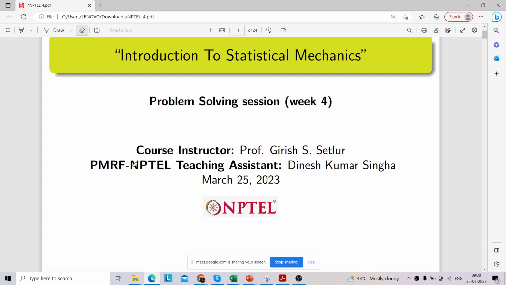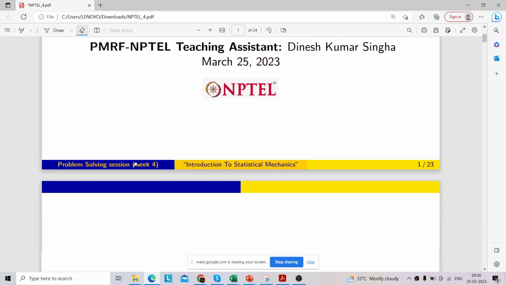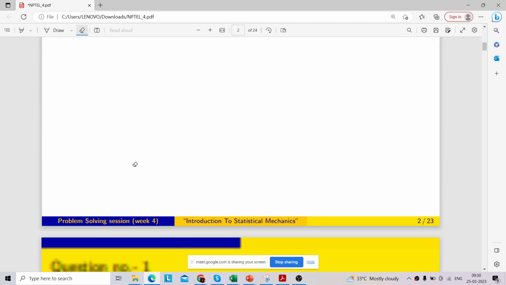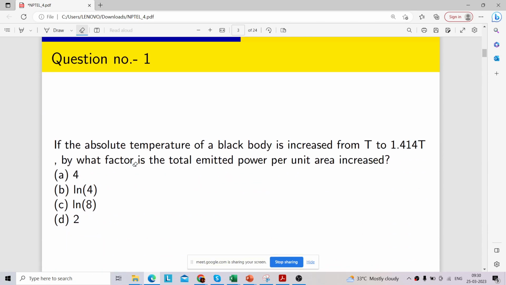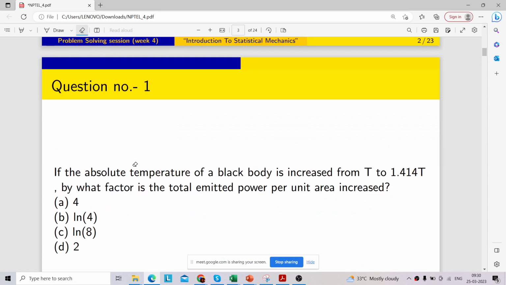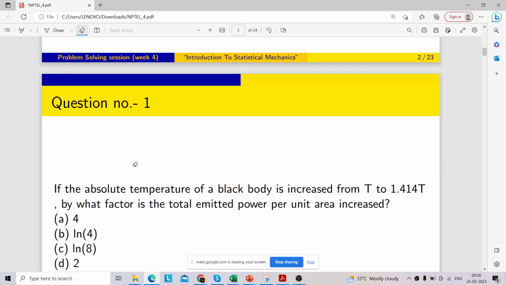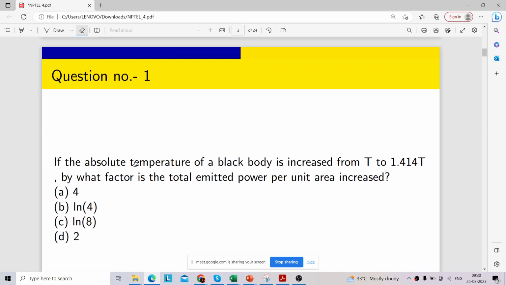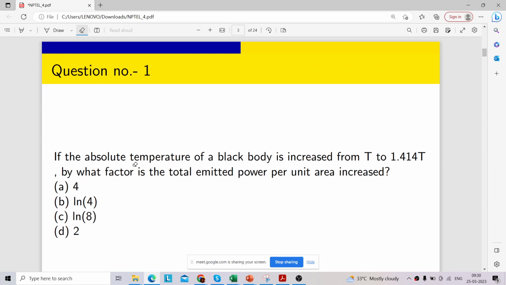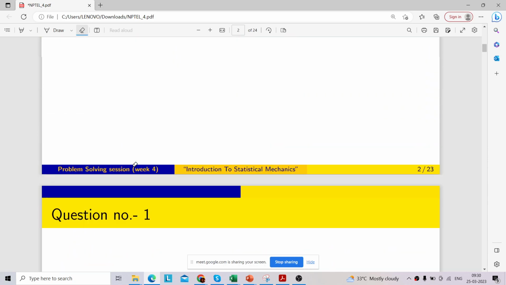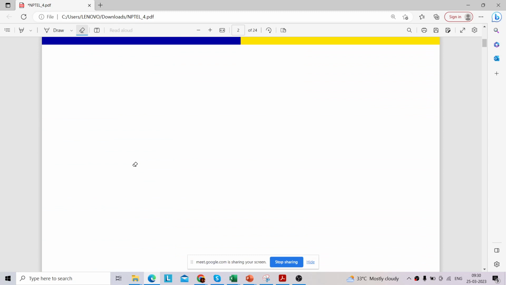Okay, so we'll solve some problems regarding week 4. In week 4 we learned something about thermodynamic radiation. We learned about the Stefan-Boltzmann law.